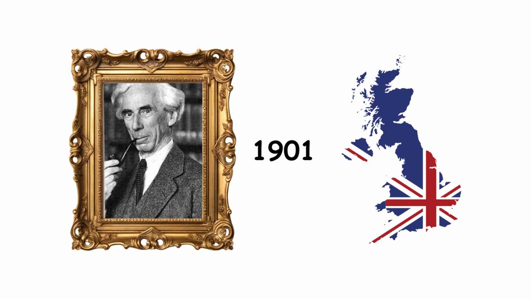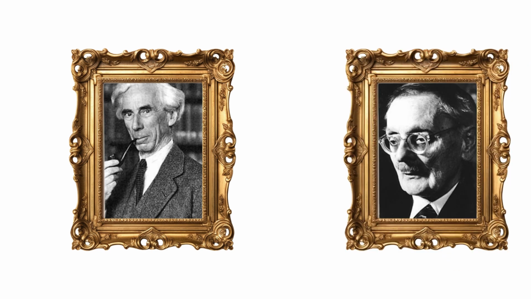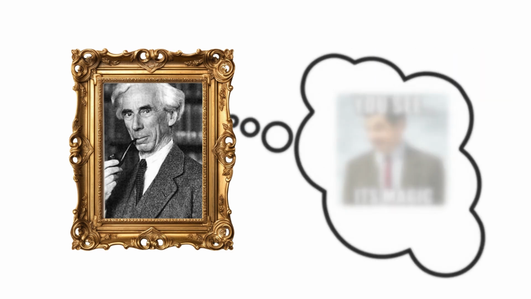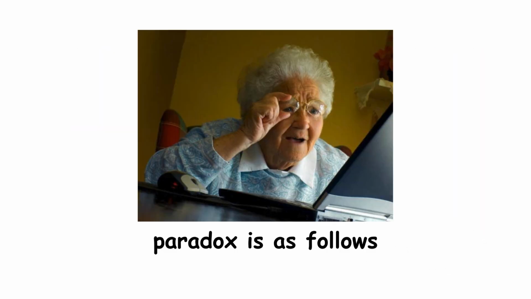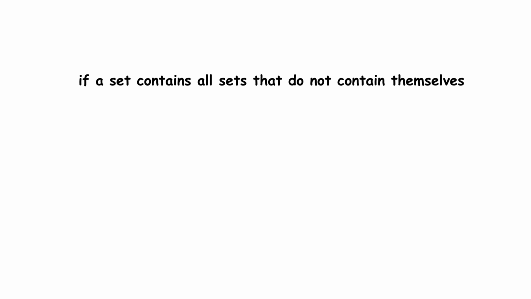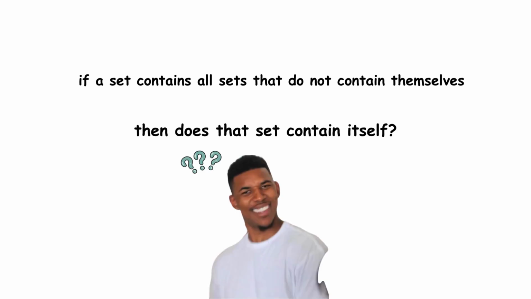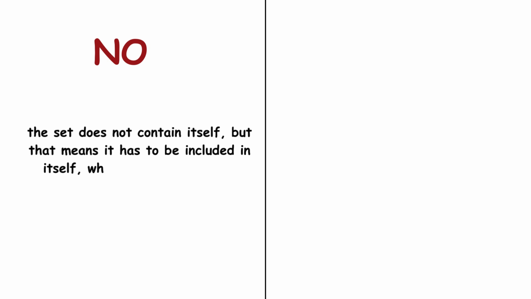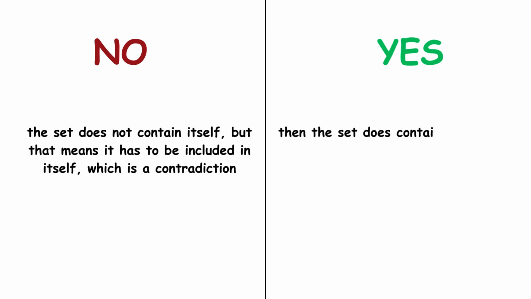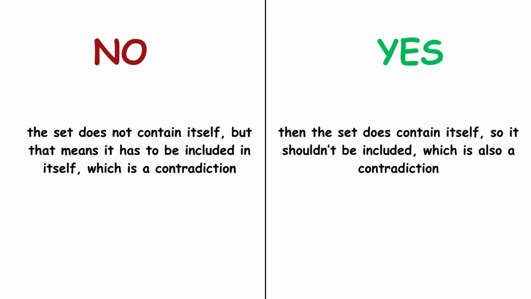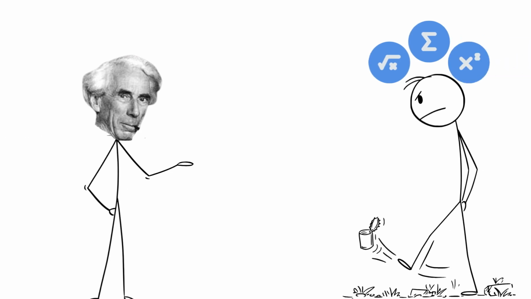Russell's paradox. Russell's paradox was posited by English mathematician and logician Bertrand Russell in 1901, though it was actually first independently discovered by German mathematician Ernst Zermelo, who did not publish his work. The paradox is as follows. If a set contains all sets that do not contain themselves, then does that set contain itself? If the answer is no, then the set does not contain itself. But that means it has to be included in itself, which is a contradiction. But if the answer is yes, then the set does contain itself, so it shouldn't be included, which is also a contradiction.